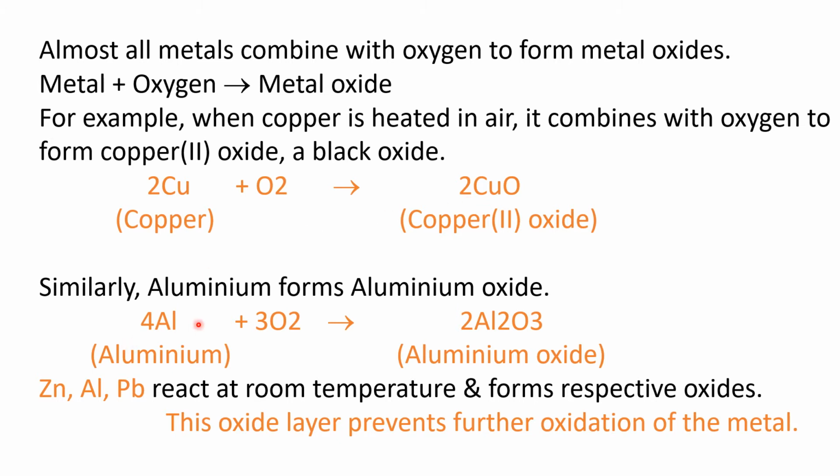Then similarly, aluminium forms aluminium oxide. That is 4Al, meaning 4 atoms of aluminium, plus 3O2, 3 molecules of oxygen, gives rise to 2Al2O3. How we have to read it is 2Al2O3, because Al2O3 is a single molecule. So here 2 molecules of Al2O3 are formed when 4 atoms of aluminium combine with 3 molecules of oxygen. So the metal aluminium, when combining with oxygen, forms aluminium oxide.